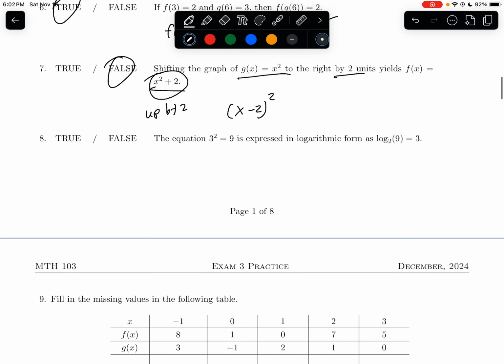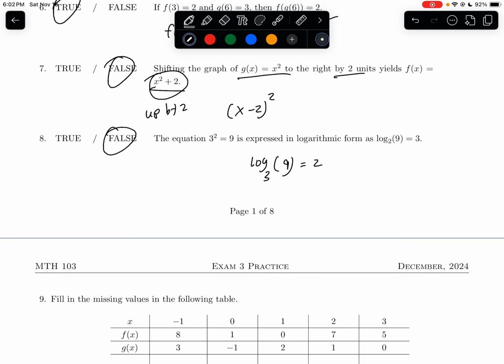This equation is expressed in log form as log base 2 of 9 equals 3. This is almost correct, but it's not true. What we need here is that the base needs to be the subscript, which is base 3. Whatever number you put in has to go inside the parentheses, it's like the input, and the exponent is the output, and so it'd be 2. So this is how we would correctly say this.